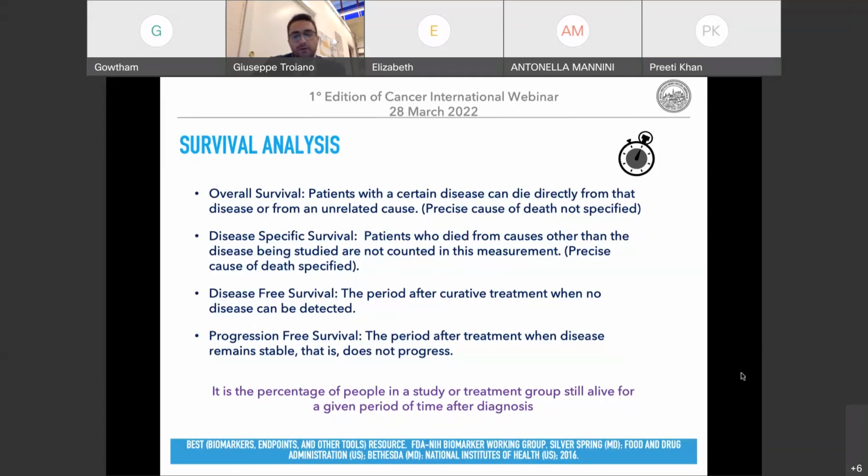We have different outcomes. I'm showing you on this slide the most commonly used, like overall survival, focusing on the cause of death, or disease-specific survival, which focuses on cancer-specific death. And then other kinds of outcomes like disease-free survival, much more focused on the possibility of relapse, and progression-free survival, which focuses much more on advanced stage, in this case, on the possibility of having a progression or a stable disease.